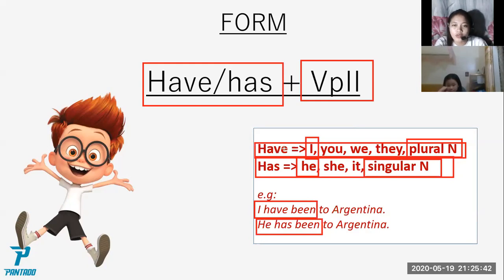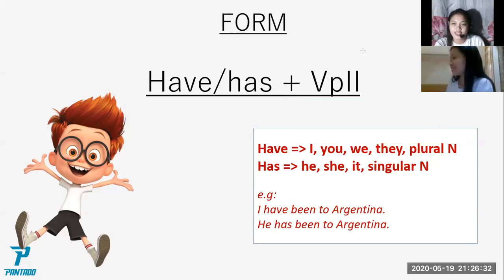Okay, remember, when are you going to use have? When we have I, you, we, they, or the noun is in plural form. How about has? When we have he, she, it, or the noun is in singular form. Very good. Singular noun and singular noun.